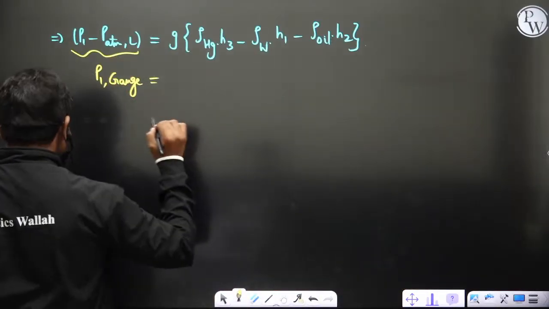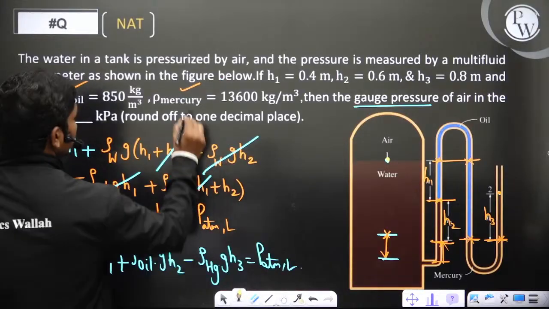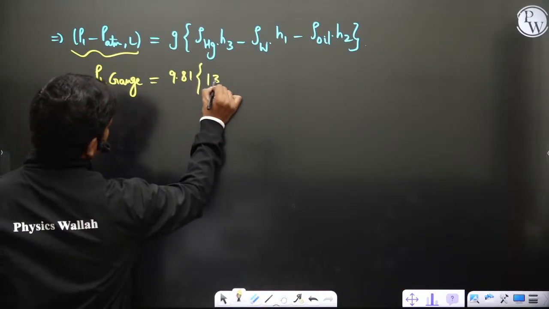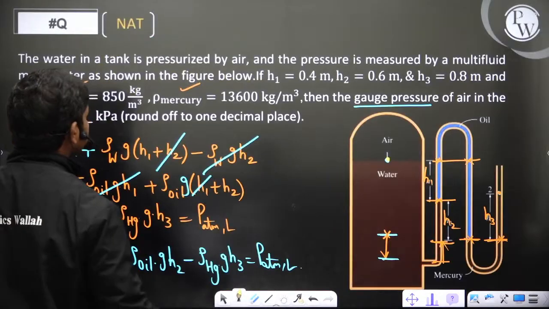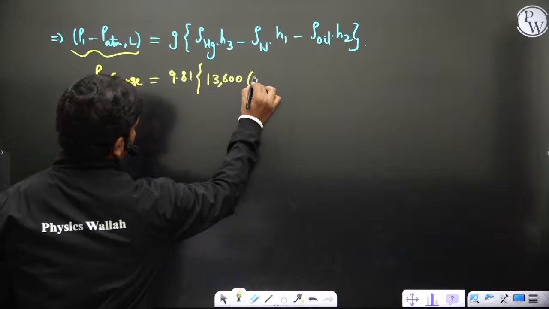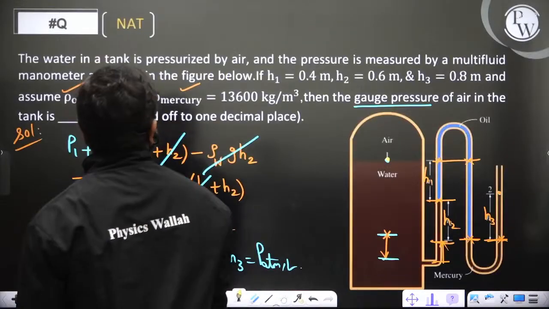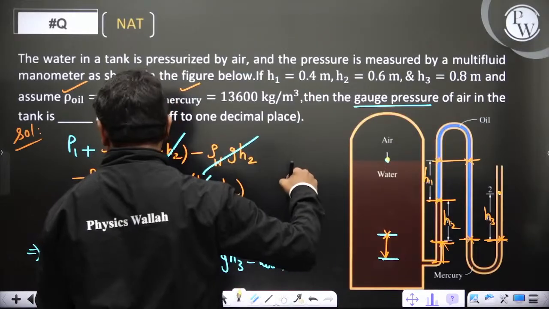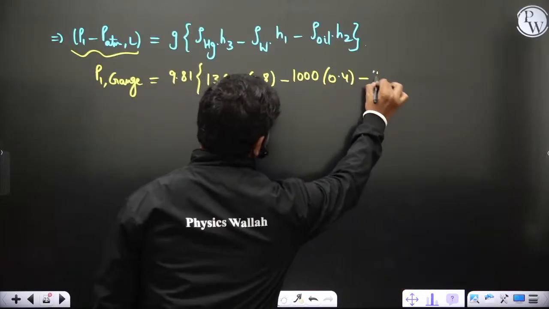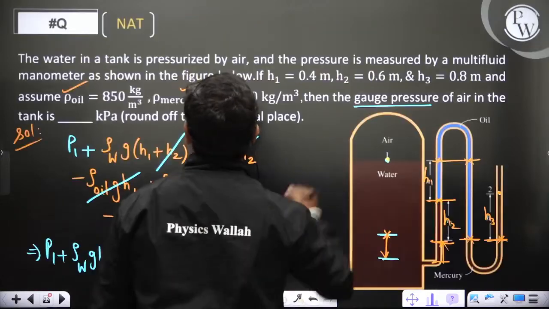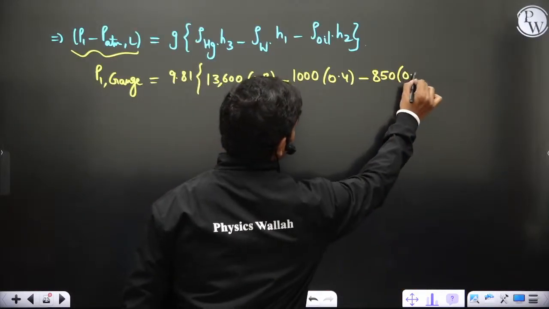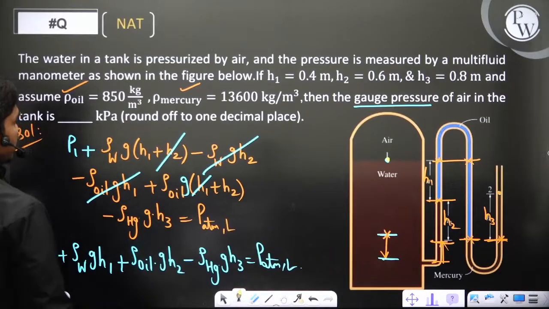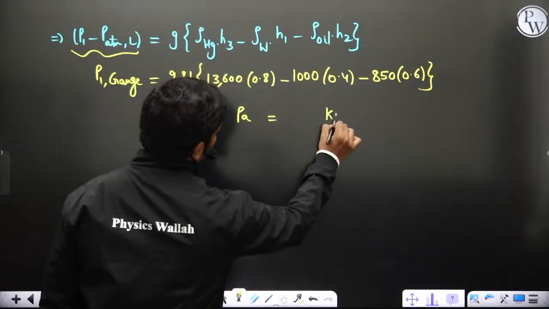Okay, so let us simplify. For g, did they give you 10 or something? Okay, so 9.81 into density of mercury, 13,600 by default, into h3. h3 is 0.8, minus density of water, nothing is given so take 1000 by default, into h1. h1 is 0.4 meters, minus density of oil 850, which they have given, and h2 is 0.6. If you simplify this, the answer will be in pascals. They are asking for kilopascals, so you can convert this to kilopascals.